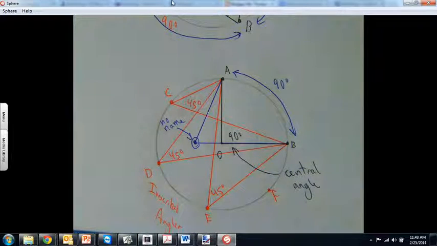Now, that is inscribed angles. We're going to add that to our list of tools we can use to find any angles we need.